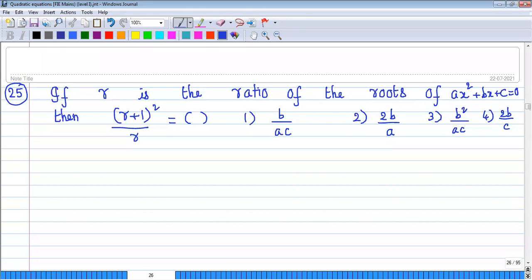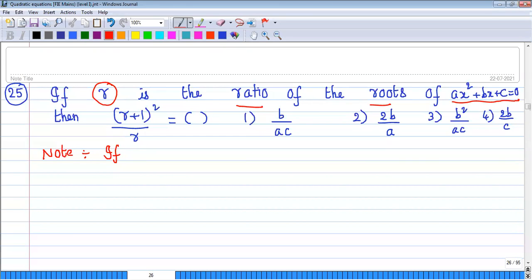This is also a very important problem. If r is the ratio of the roots of ax square plus bx plus c is equal to 0, suppose alpha, beta are the roots. Alpha is to beta is equal to r is to 1. Then what is the condition? If the condition satisfies, r plus 1 whole square by r is equal to how much, that we need to find out. For this one I will give a special note.